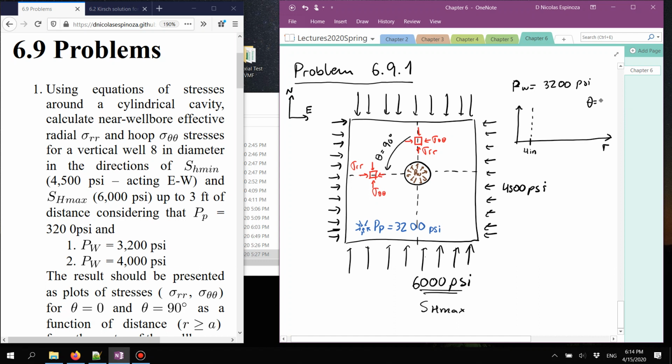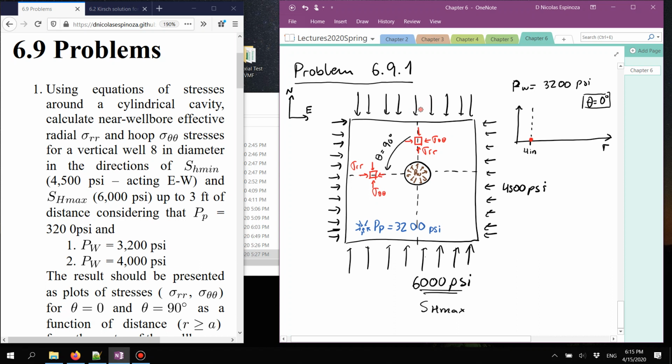Let's start with 0. For theta equal to 0 degrees, that's going to be this line. And in that line, sigma RR is going to start at a value of PW minus PP, which in this case, PW minus PP is equal to 0. So it's going to be somewhere around there. And as you go further from the wellbore, it's going to tend to this value, which is the value of SH max.